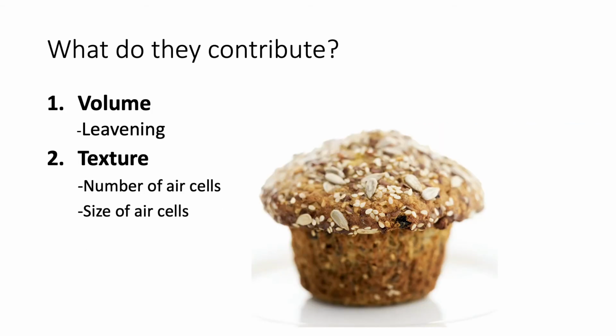These leavening ingredients contribute volume as well as texture to the product. So the number of air cells and the size of air cells will contribute that airiness to baked products, especially things like popovers. It's really important, as well as the volume. You want baked products to have a certain amount of volume to them, so they have to rise when you're baking them.